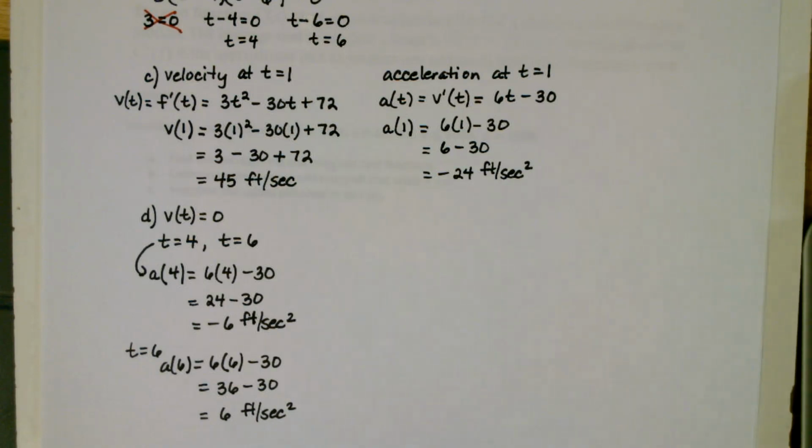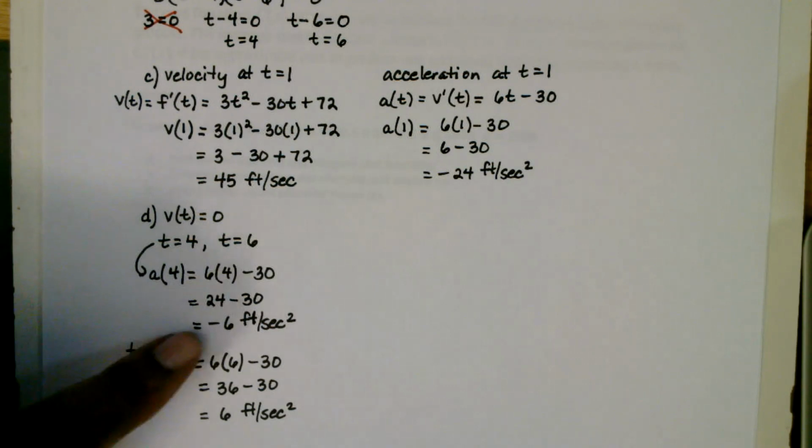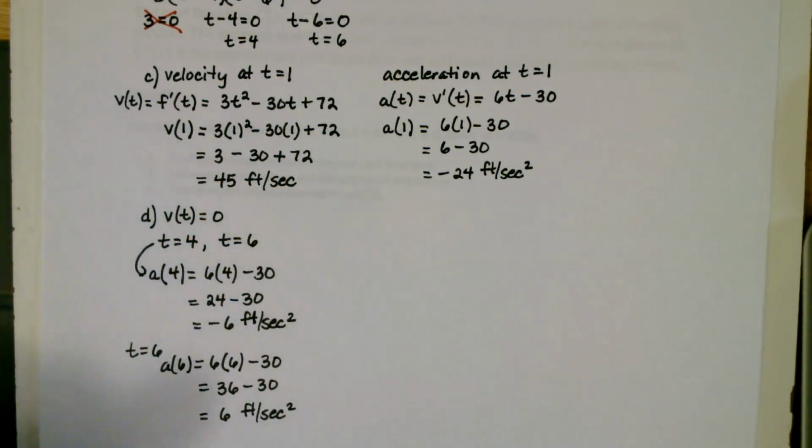the acceleration at t is equal to 4 will be -6 feet per second squared, and at t is equal to 6, it'll be +6 feet per second squared. Because we came up with 2 values for t, one at 4 and the other one at 6.